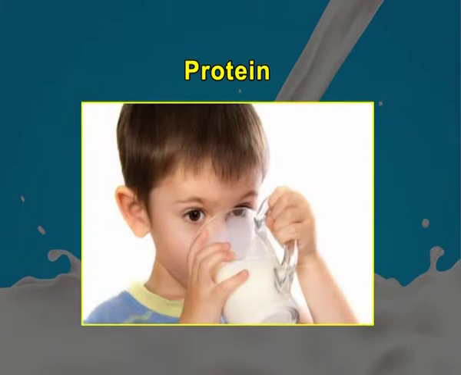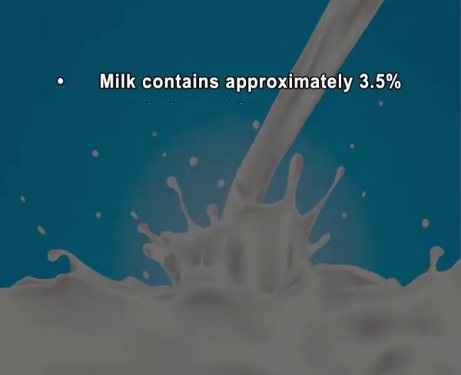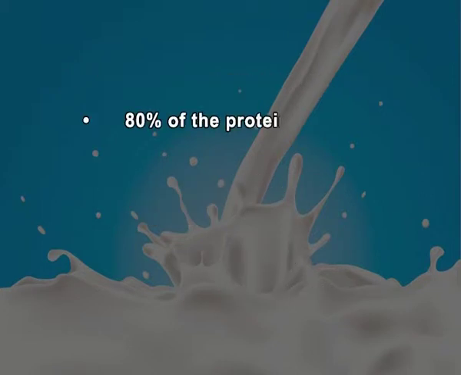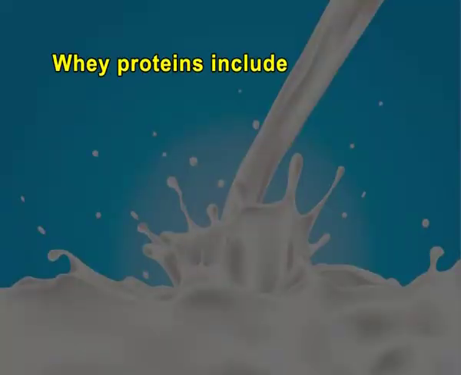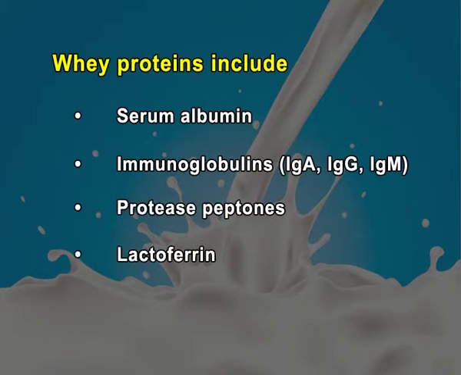Protein in milk is a source of high biological value. It provides all essential amino acids that the body cannot make itself. Milk contains approximately 3.5% protein by weight, which can be divided into two main groups, caseins and whey proteins. Approximately 80% of the protein in milk is casein. 20% of the protein in milk is whey-based. Whey proteins comprise the rest of the milk protein and are composed predominantly of beta-lactoglobulin and alpha-lactalbumin. The other whey proteins include serum albumin, immunoglobulins, protease, peptones, lactoferrin and transferrin.